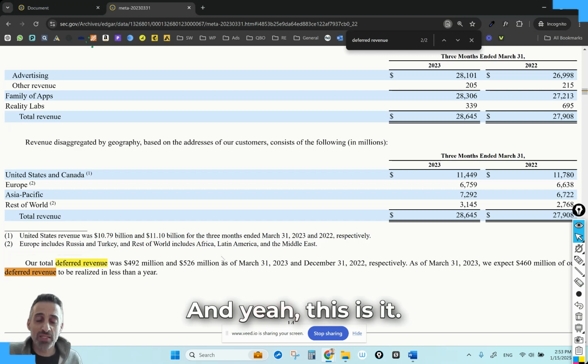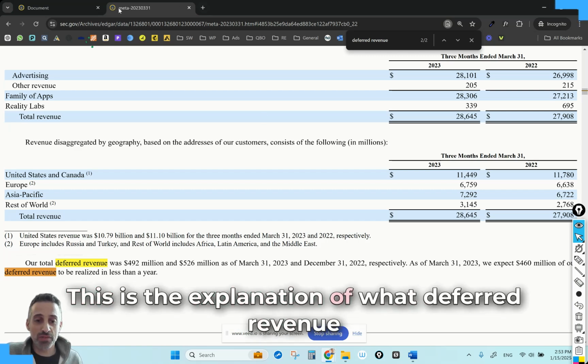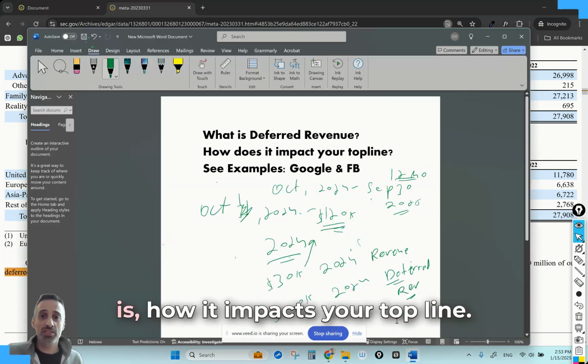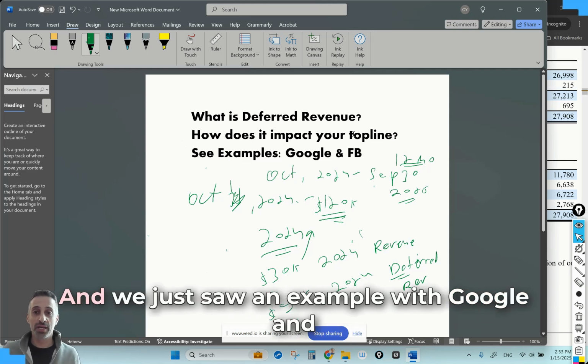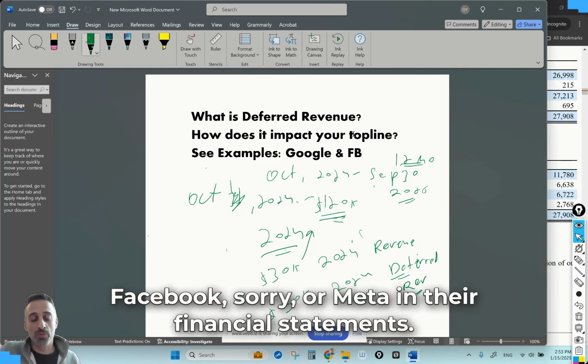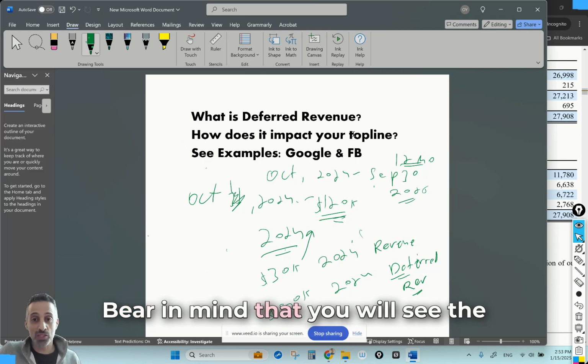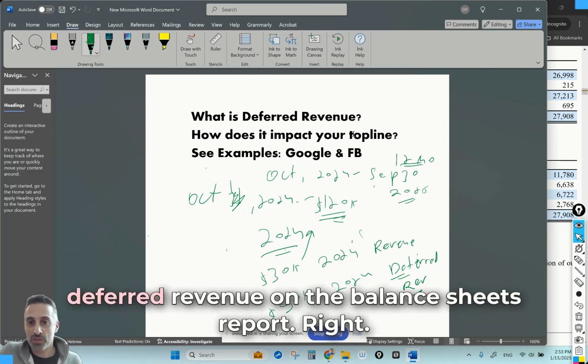And yeah, this is it. This is the explanation of what deferred revenue is, how it impacts your top line. You cannot recognize the whole deal. And we just saw an example with Google and Facebook, or Meta, in their financial statements. Bear in mind that you will see the deferred revenue on the balance sheet report. All right.